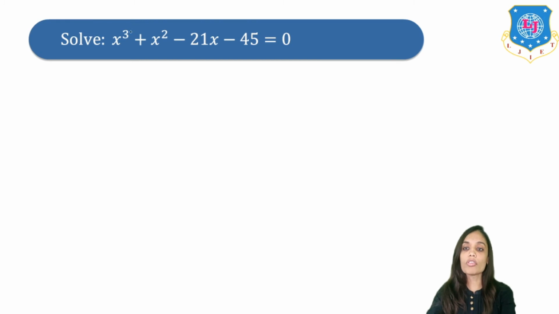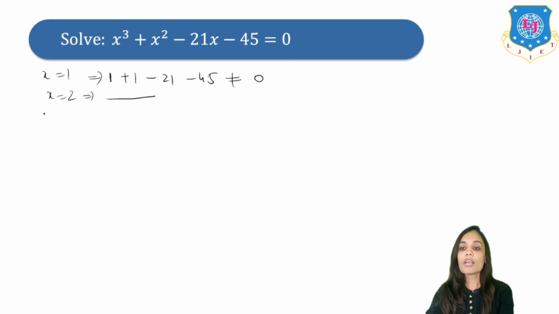So we have to solve x cube plus x square minus 21x minus 45 equals 0. Let us start by putting the value of x as 1 first. So 1 plus 1 minus 21 minus 45. You can obviously see the answer is not equal to 0. Similarly, put x equal to 2 and you can check. So I know my answer will be minus 3. You have to do trial and error and find your answer.